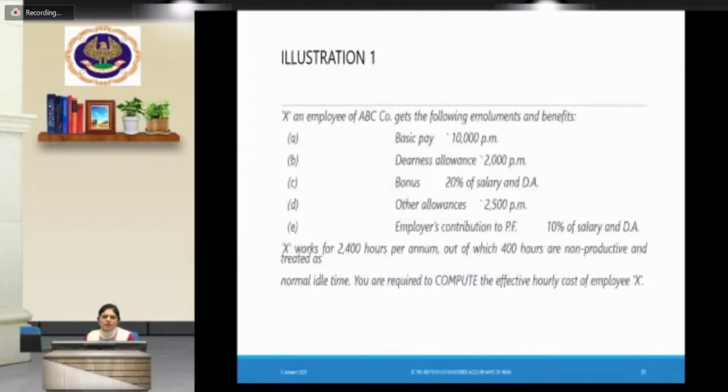All right. So we have this first illustration, which will clear the concepts of idle time and what we have learned so far, how we compute the total employee cost. So it will give you a fair idea about that. Before this, I'll just see if any queries are there.